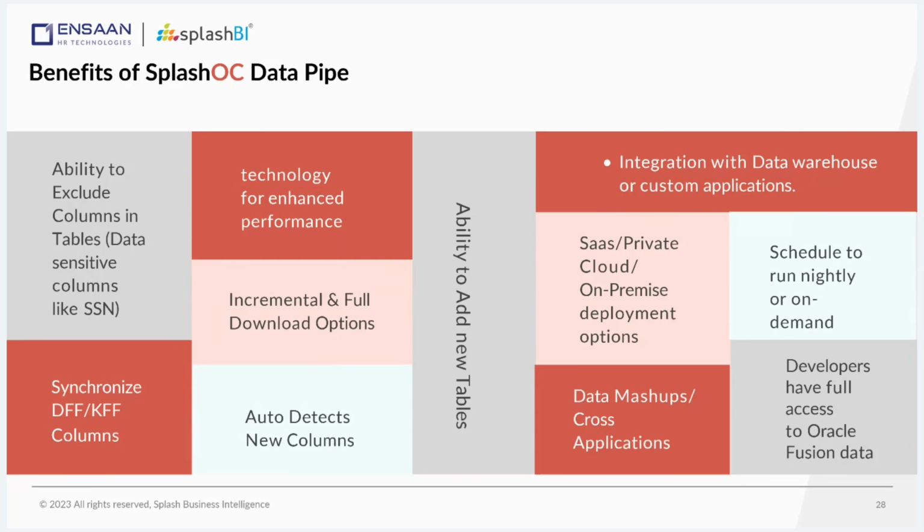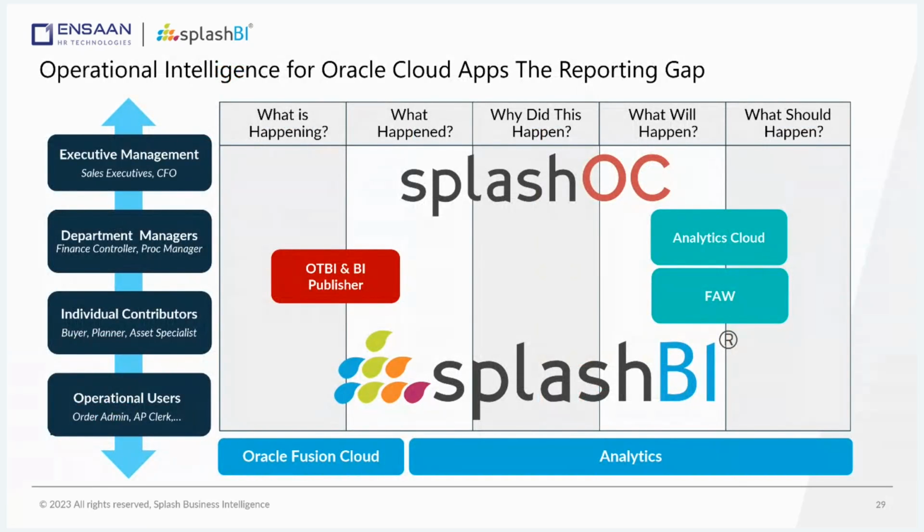Now, there are multiple tools that Oracle already provides for you to do that, but then again, they're not easy to use, right? And they have their own limitations as well. But as you can see within the diagram here, Splash OC as well as Splash BI fit in the gaps. It will complement your already existing tools like OTBI, BI Publisher, as well as Analytics Cloud, and give you the ability to do transactional reporting, as well as give you access to see those important KPIs as well.